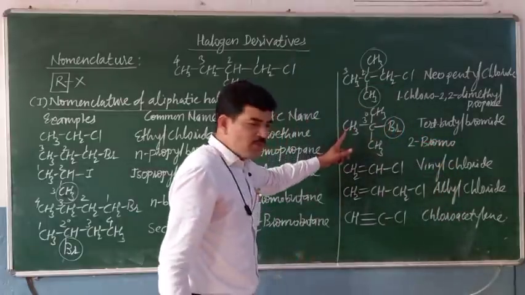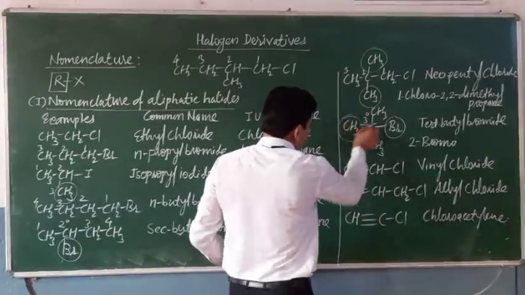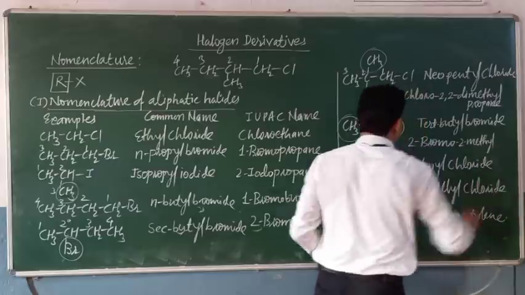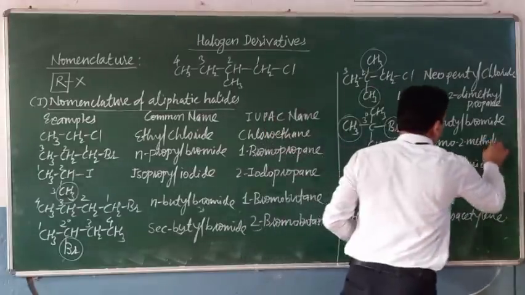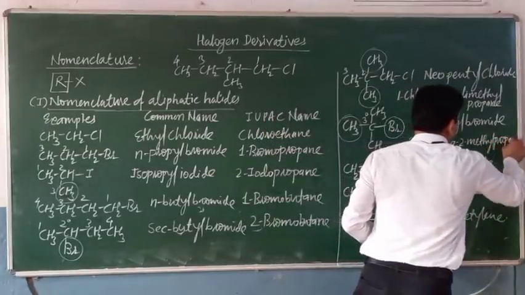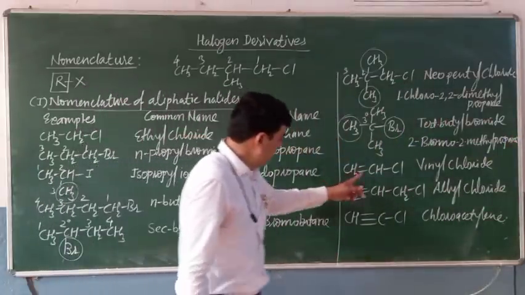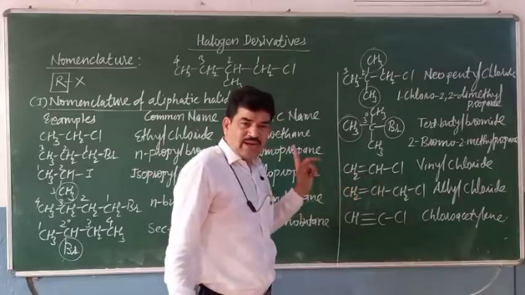Then a branch is present there. Its position is 2, therefore 2. Name of the branch is methyl, and the name of the parent alkane is propane. Therefore the IUPAC name becomes 2-bromo-2-methyl-propane. Then this is the unsaturated halide.